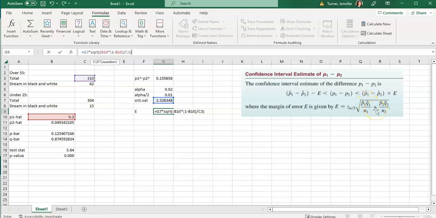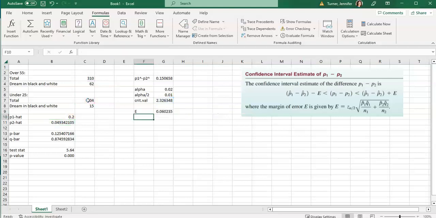Now we can add plus this second fraction in the same way. Parentheses, P2 hat times, parentheses, 1 minus P2 hat, that's the Q2 hat, close the parentheses, divided by N2, which is the sample size from the second group. Close the parentheses to finish that fraction. Close the parentheses to finish the square root. Enter. So there's our margin of error.